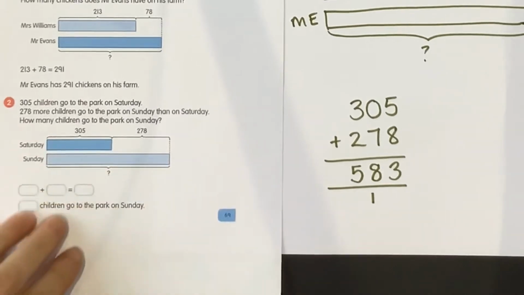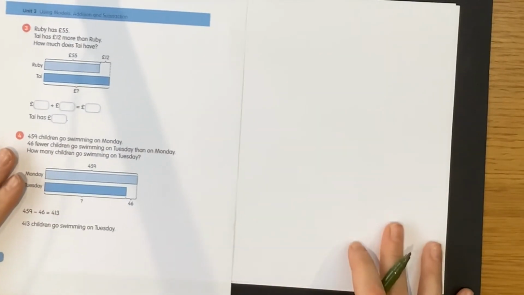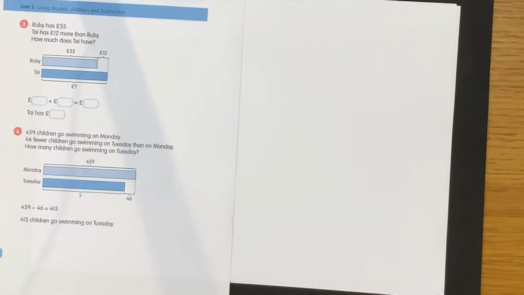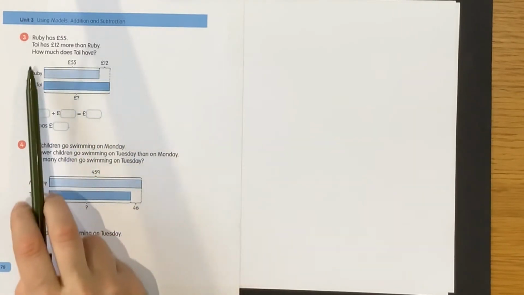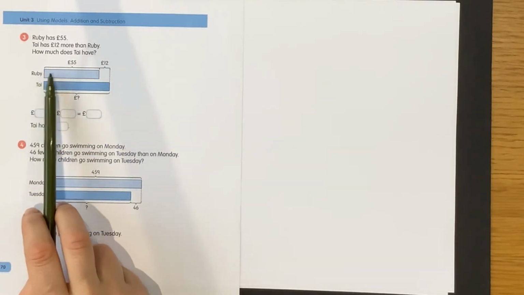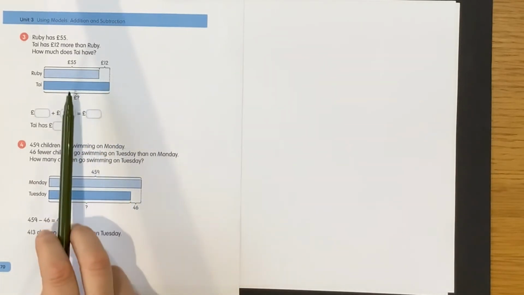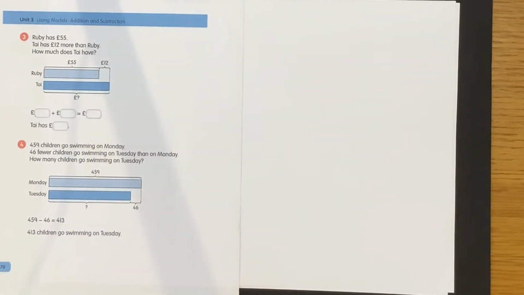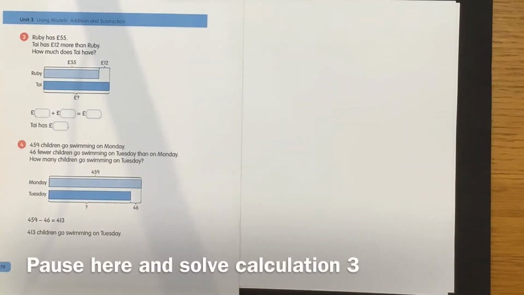Let's have a look at another one. Ruby has £55. Ty has £12 more than Ruby. How much does Ty have? Have a look at the bar model. We know how much Ruby's got. We know that Ty has got £12 more, but we don't know how much Ty has got. Pause. How do you think you're going to find the answer? And then unpause and I'll go through it with you.